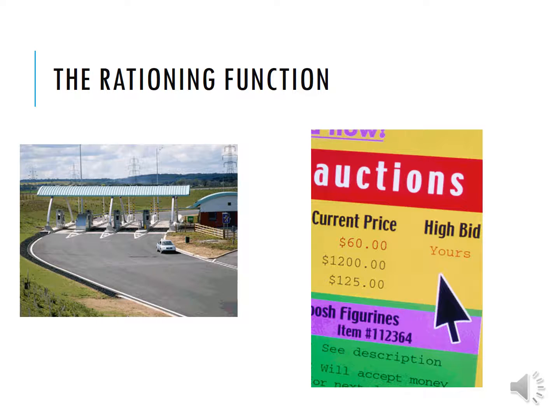A good example here might be a toll road. Those people who are prepared to pay the toll can continue on their journey and so are allocated that resource. A similar idea might be an auction. Those who are prepared to pay the highest price win the auction, and so the resource is allocated.